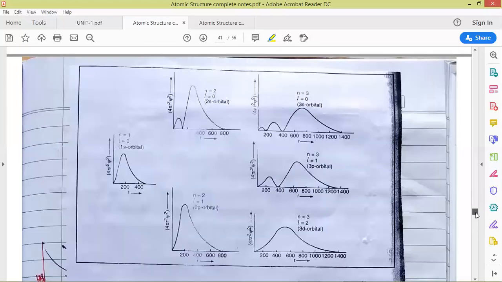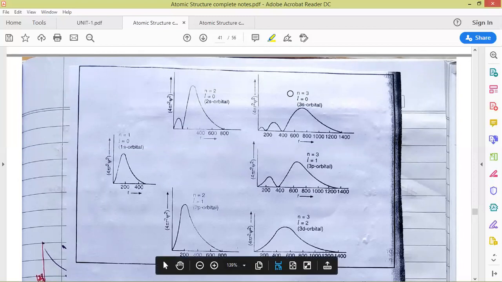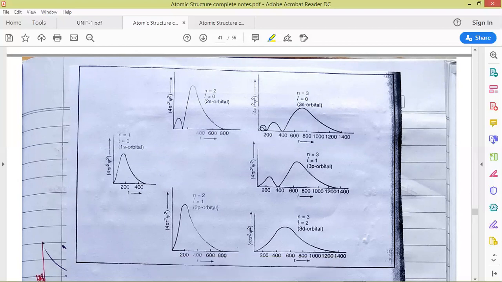One thing I need to discuss here: this is for 3s, this is for 3p, and this is for 3d. Here the value of n is the same for all, that is, n is 3. So the distance from the nucleus to the end of the curve is shown as the same. That means it is varying from 0 to 1400.